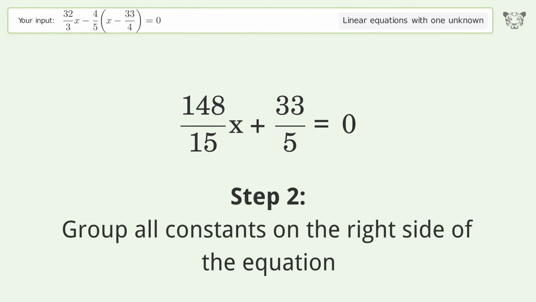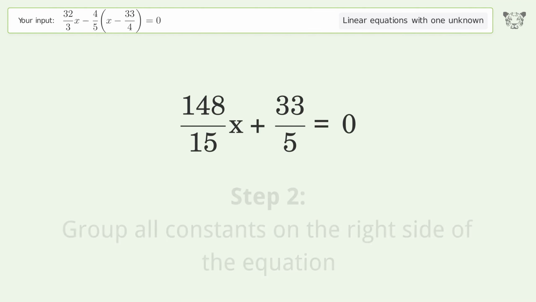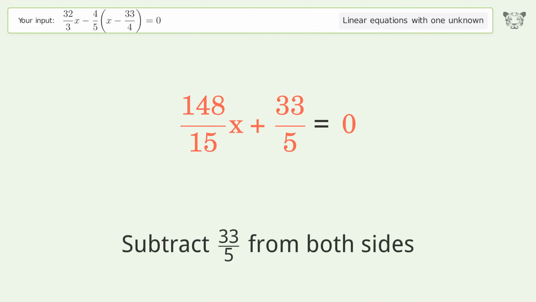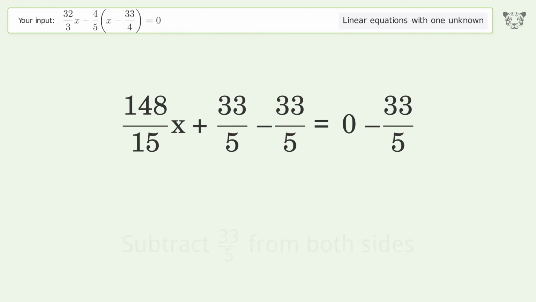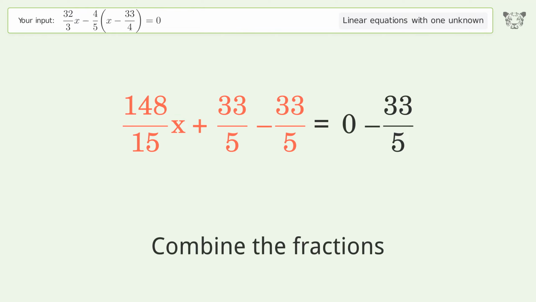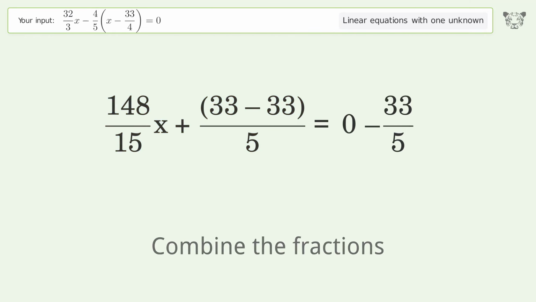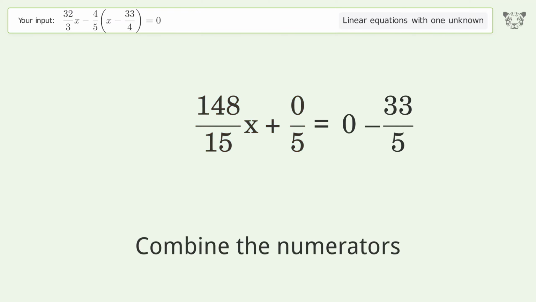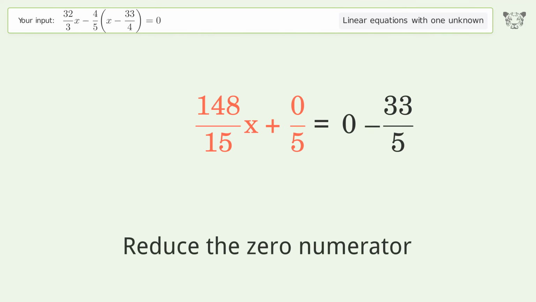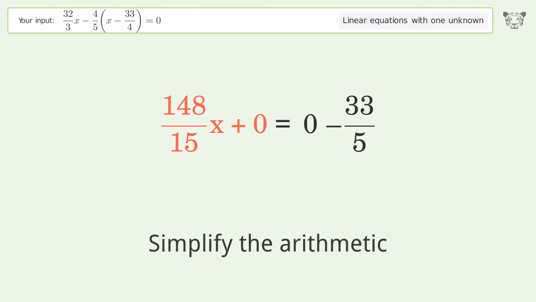Group all constants on the right side of the equation. Subtract 33 over 5 from both sides. Combine the fractions. Combine the numerators. Reduce the zero numerator. Simplify the arithmetic.